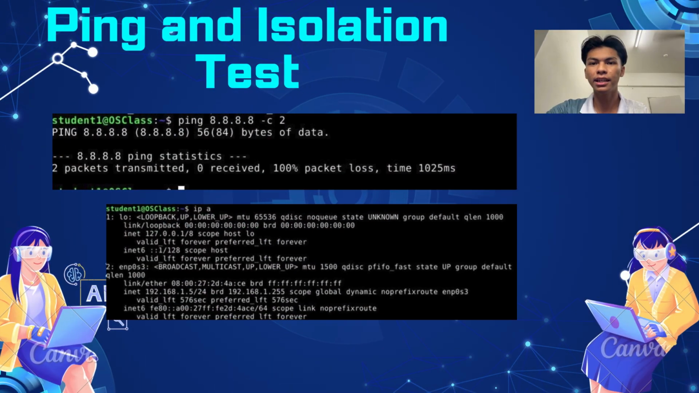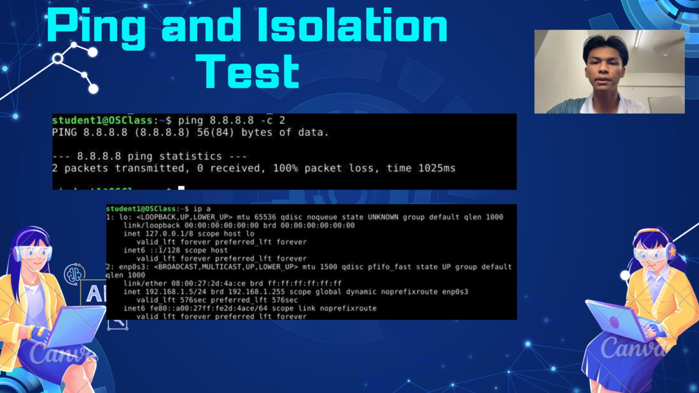This slide shows the ping and isolation test performed on the client machine. First, I use the command ping 8.8.8.8 to test internet connectivity. The results show 100% packet loss, which means the client cannot access external networks. This is expected because the client is connected only to the internal network.